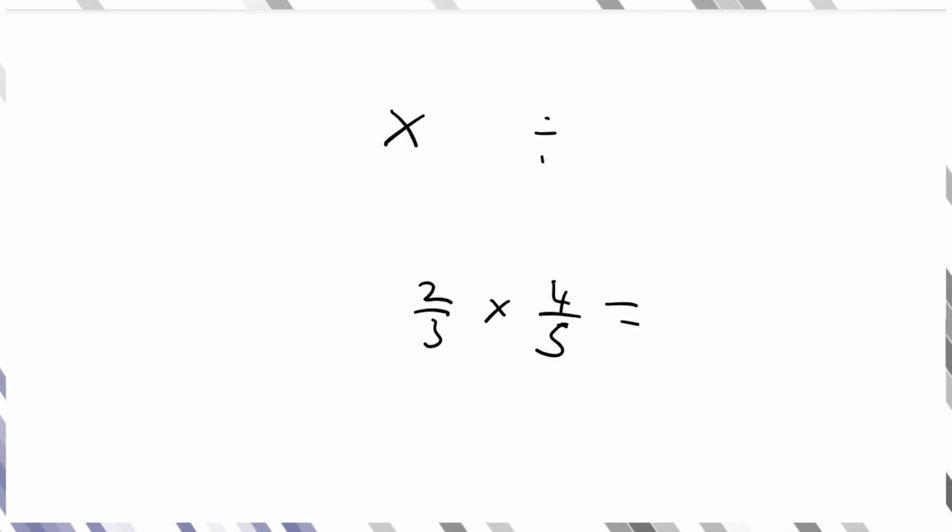All we do is times the top two numbers together. 2 times 4 is 8, and times the bottom two numbers together. 3 5s are 15, and that's it. That's how you times fractions.